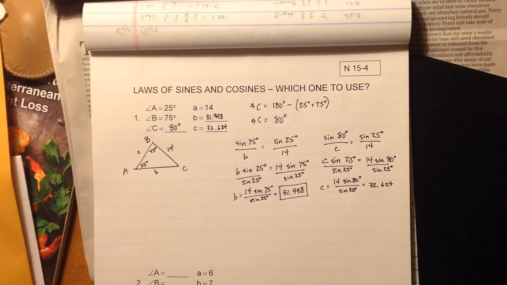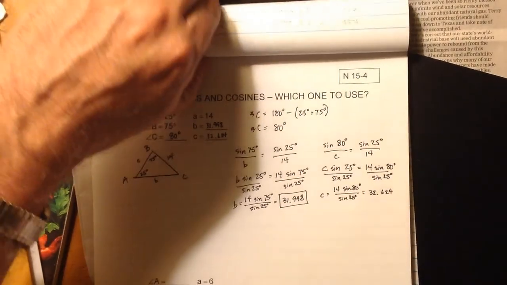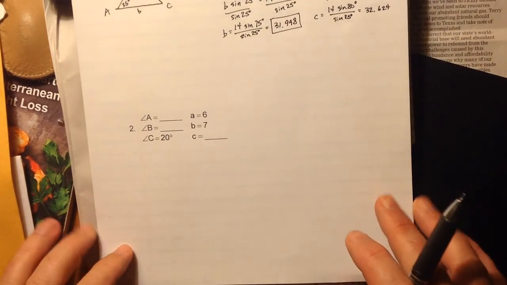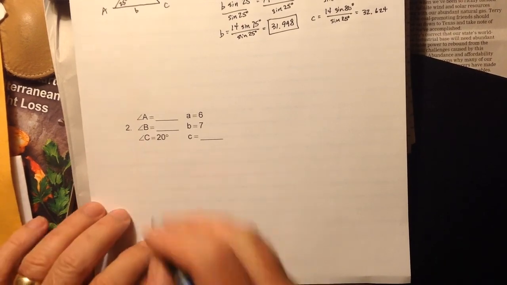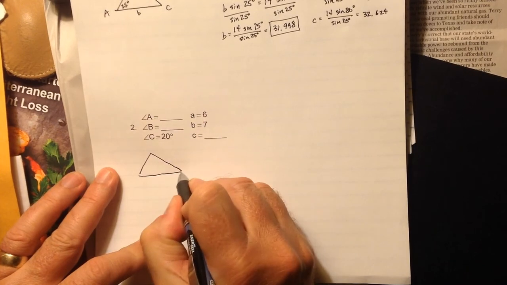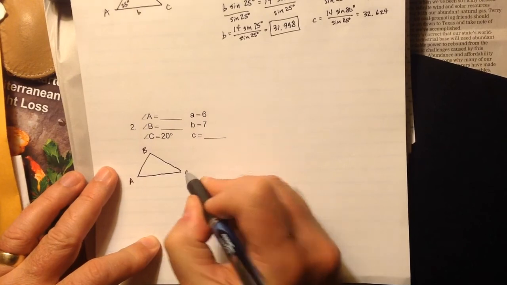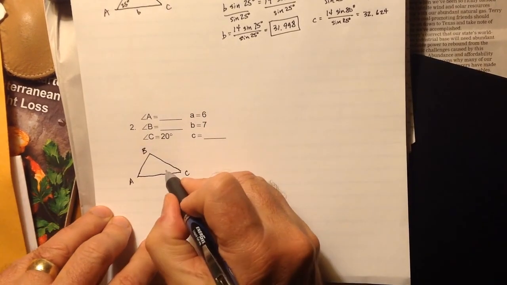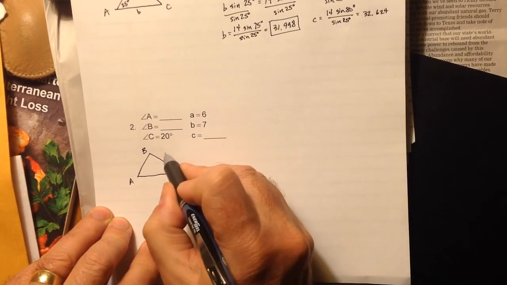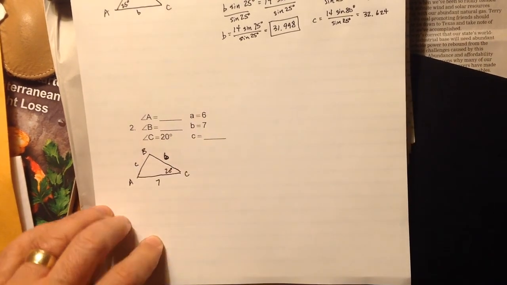Okay, let's look at number 2. I've got angle C is 20 degrees, and I've got little a and little b. So let's draw this. I clearly do not this time have a side angle pair. I don't know both A's, both B's, or both C's. And so angle C is 20 degrees here. Here's little a. Actually, so little a is 6, I do know that. Little b is 7, I don't know little c.